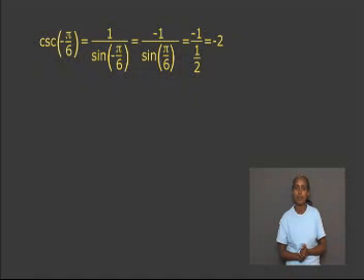We can use this table to answer the second part of the activity. The cosecant of -pi over 6 is equal to 1 over the sine of -pi over 6. Since the sine of pi over 6 equals 1/2, the cosecant equals -2.